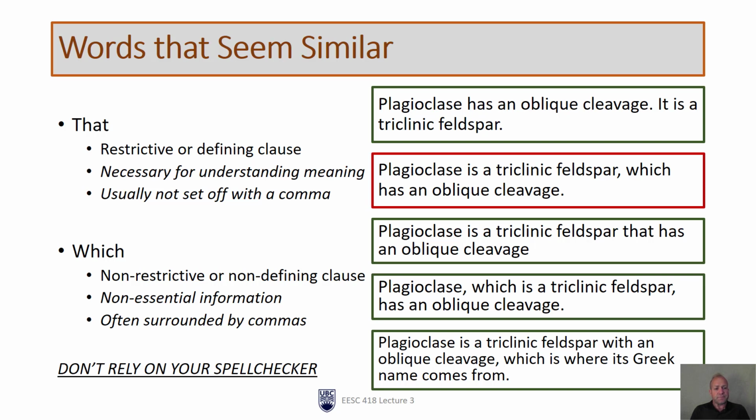So just briefly, that is used for restrictive or defining clauses, which is used for non-restrictive or non-defining clauses. In other words, we use that for a clause that is necessary for understanding the meaning, and we usually do not set it off with a comma. So we don't have a comma, space, that, followed by some phrase that is going to finish our sentence. On the other hand, when we use which, it typically does have a comma because we're setting it apart, because it's non-restrictive, it's non-essential information. So I'll go through a couple of examples here.